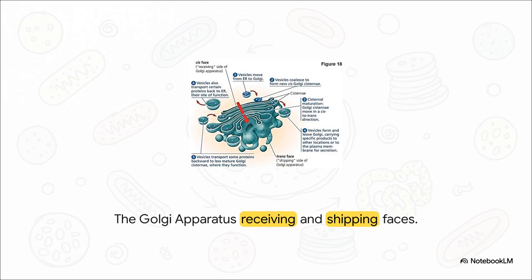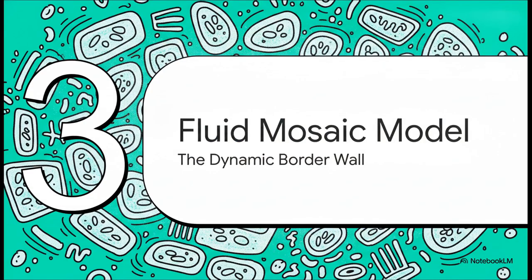Now, as these proteins and lipids travel through the Golgi towards the trans face, the shipping side, they undergo further vital modifications. Finally, they're sorted, packaged into brand new secretory vesicles, and dispatched to other locations or sent out of the cell entirely. Okay, Section 3, the fluid mosaic model.